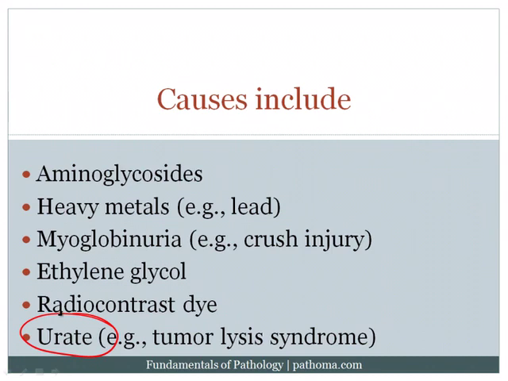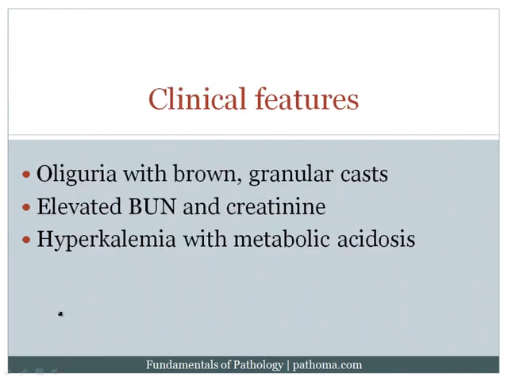Therefore, in order to avoid this tumor lysis syndrome, what we often do is we hydrate the patients to make sure that there's good flow going through the urine. And we can also use allopurinol, of course, to prevent the formation of uric acid. Now, clinically, when patients have an acute tubular necrosis, you're going to get oliguria, again, because you've blocked the ability of the kidney to generate a decent GFR by plugging the tubules. At the same time, you're going to see brown granular casts in the urine, as I've already illustrated.